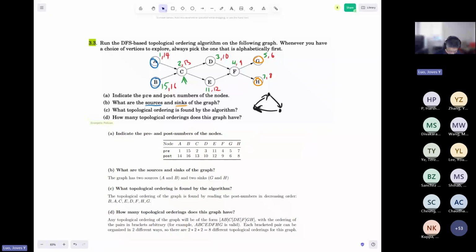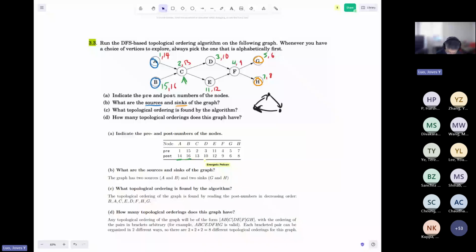Moving on to the next problem. What is the topological ordering found by this algorithm? Well, we topologically sort by the post numbers in decreasing order, right? Yes. I'm going to use this one right here because it's written out; the one up here is a little bit harder to read. If we take the highest number, which is 16, that should be first, then 14.